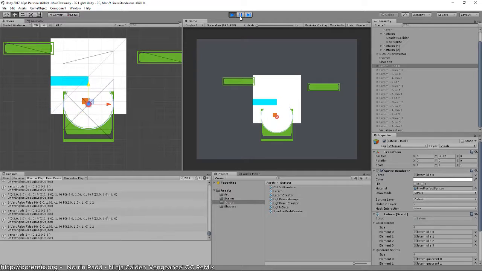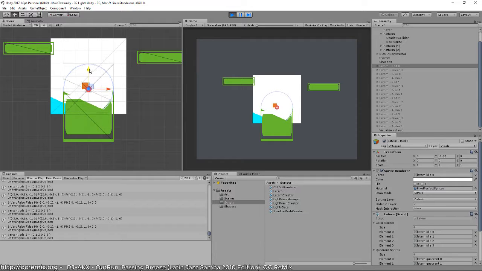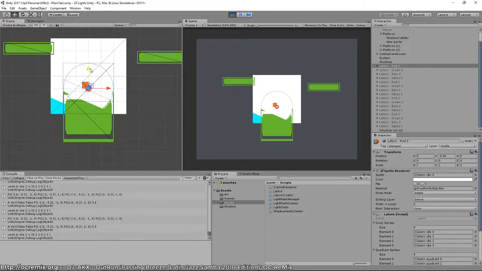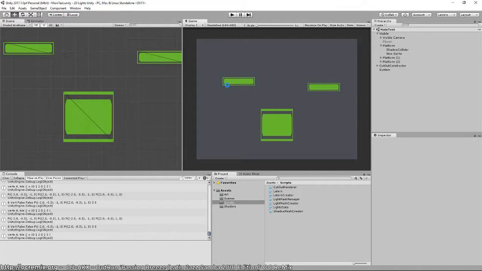When I go underneath, it works fine. The triangles are 1, 2. And when I flip, they should go to the other side. And they do, but for some reason the game's not happy. Yeah, so it should be A, then 3, 0, then B. I don't know.